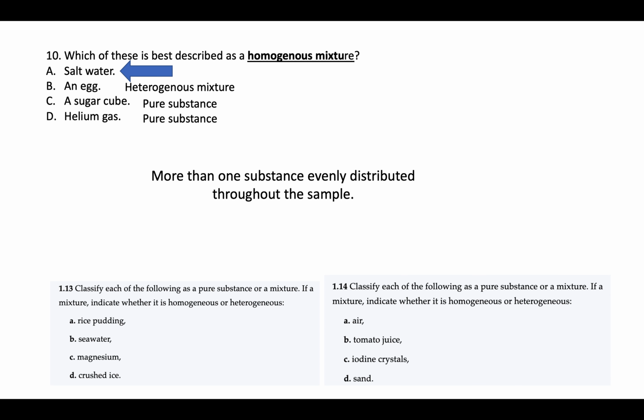Here's some examples of taking everyday objects, things that we might encounter, and then classifying them using different terms like pure substance, like mixture, whether it's homogeneous or heterogeneous.